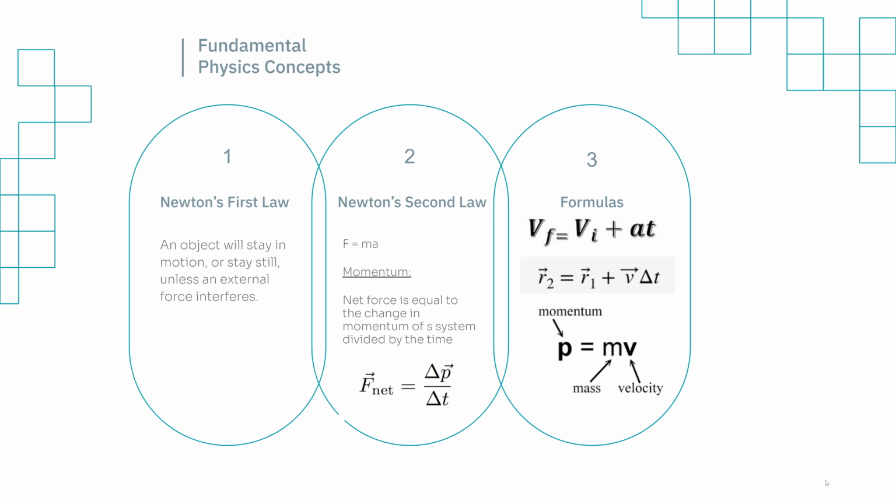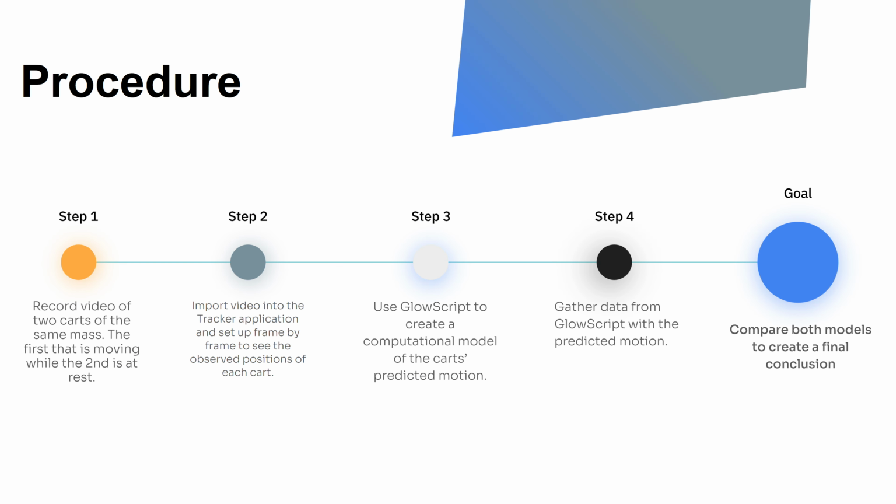Now, some fundamental physics concepts. First is Newton's first law: an object will stay in motion or stay still unless an external force interferes. Second, Newton's second law, F equals ma, and momentum, and the principle that net force is equal to the change in momentum of a system divided by the time, as we can see below, where F net is equal to delta P over delta T. Third, formulas: the velocity update formula, position update formula, as well as the momentum equation, momentum is equal to mass times velocity, will be needed for this lab.